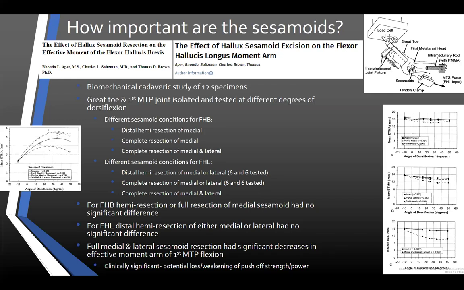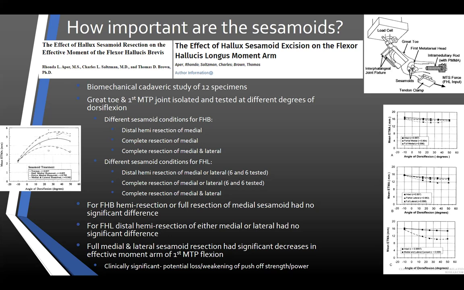So looking at that, there was a paired biomechanical study from 1994 and 1996 that actually studied this, looking at what is the biomechanical effect if you do excise the sesamoids, and they used cadaveric studies for this. In the 1994 study, they focused on the FHB, while the 1996 study focused on the FHL. In both studies, they used 12 specimens. They isolated the first metatarsal joint, and they tested different conditions with sesamoid excision.